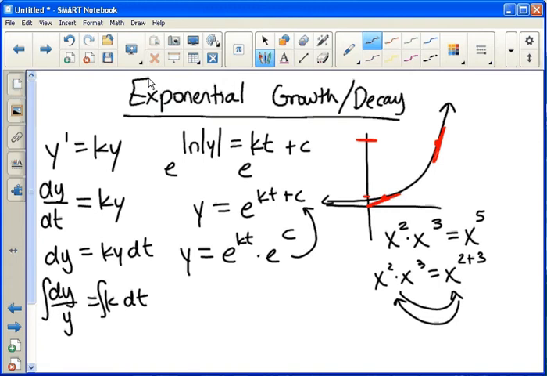Okay, now e is just a number. Remember, you can plug it in your calculator. It's just 2.71 or something like that. And c is just a number, it's just a constant. So if you have a number raised to a number, it just gives you a number. So instead of calling that e to the c, I'm just going to call that capital C. And we normally write that out front like this.